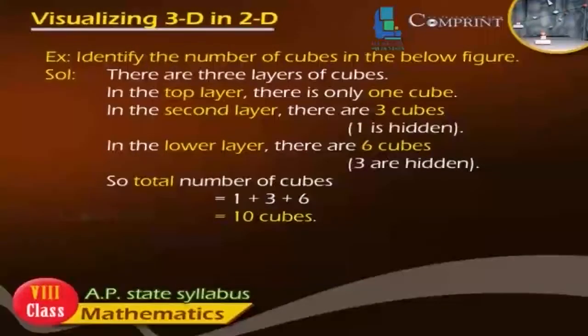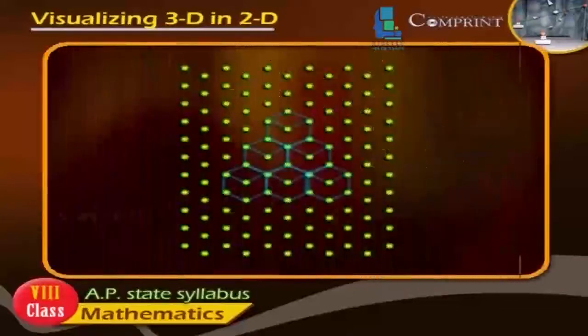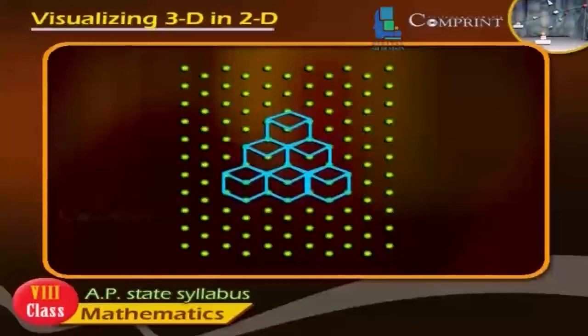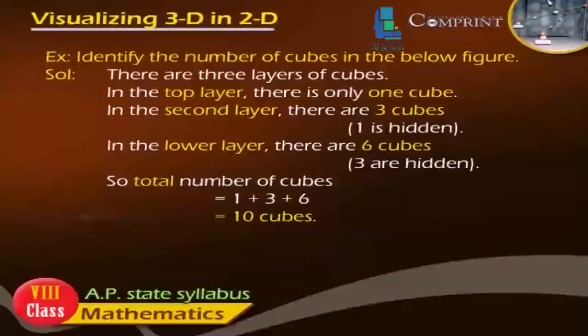Example. Identify the number of cubes in the below figure. Solution. There are 3 layers of cubes. In the top layer, there is only 1 cube. In the second layer, there are 3 cubes, 1 is hidden. In the lower layer, there are 6 cubes, 3 are hidden. So, total number of cubes is 1 plus 3 plus 6, which is equal to 10 cubes.